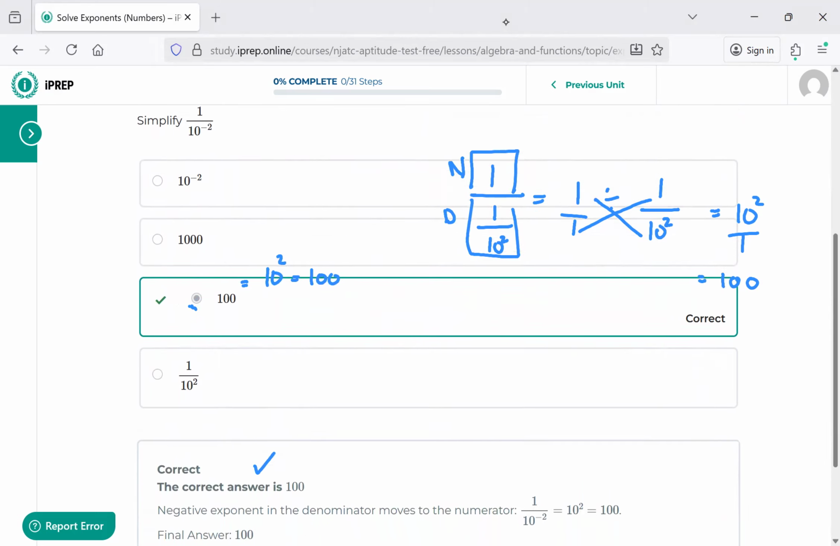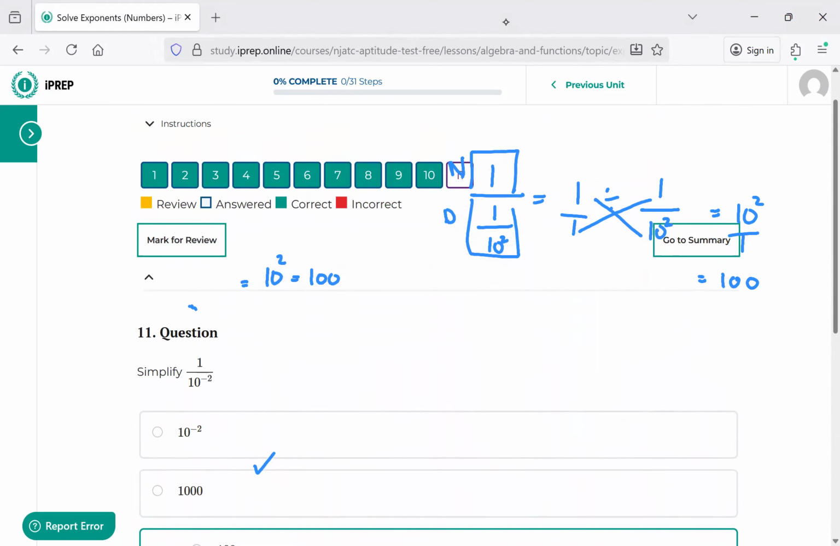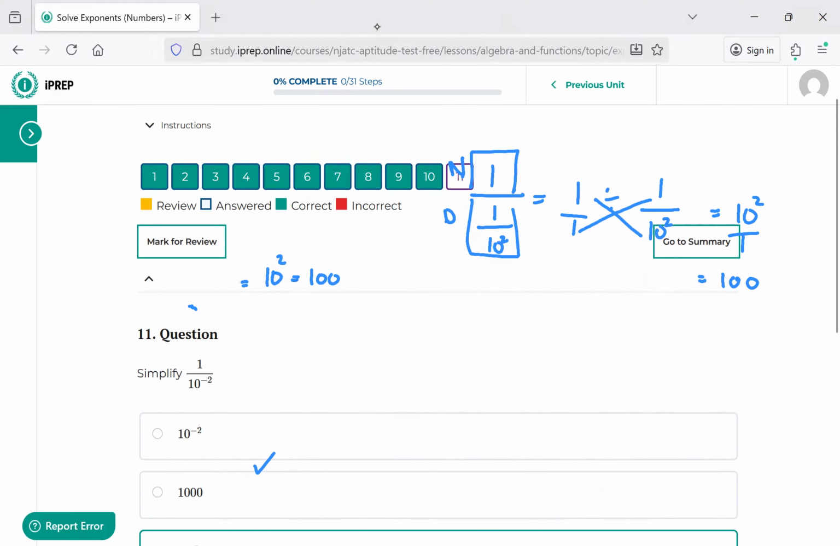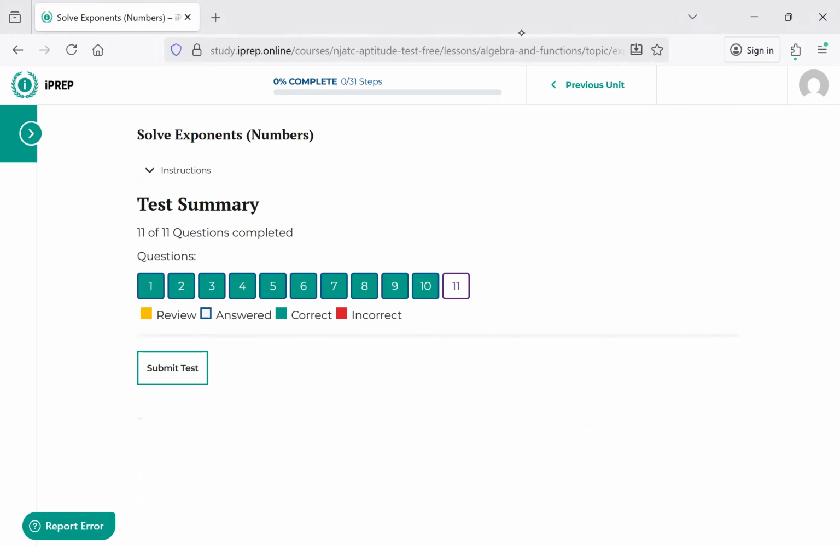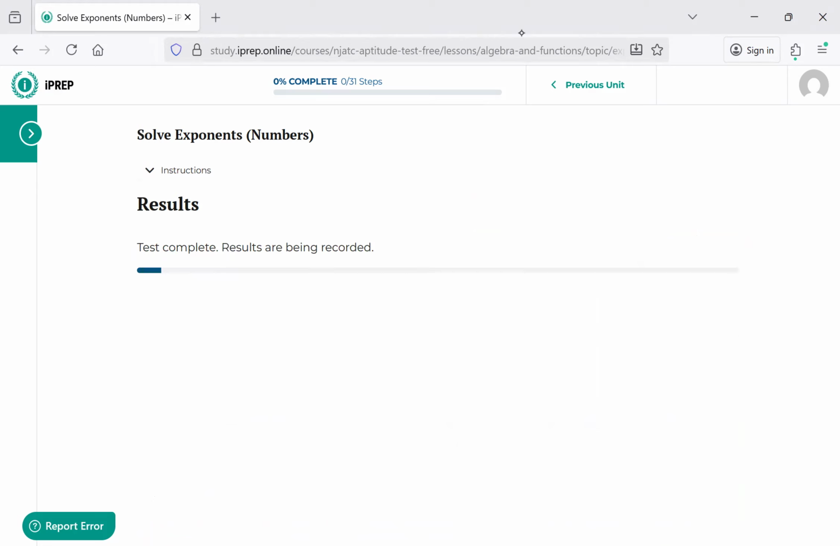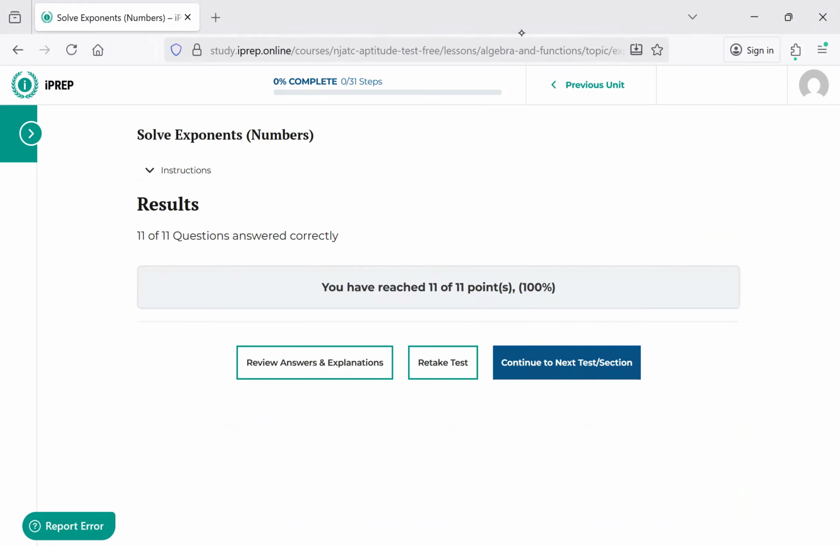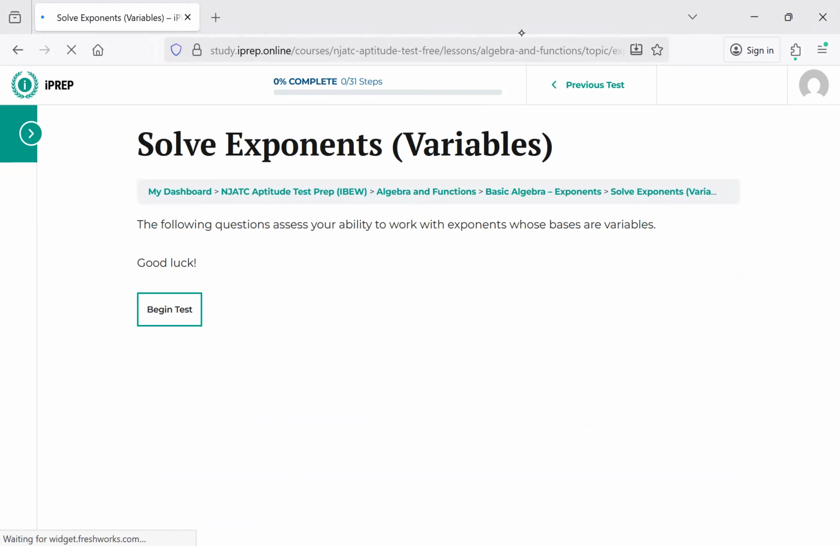Okay, that was that one. Now let's do something with letters. So let's go back to our summary. Hold on. Oops, not this one. Let's see. Oh yeah, this one. So now we're dealing with variables. So let's begin.